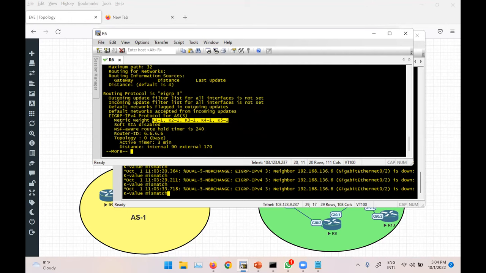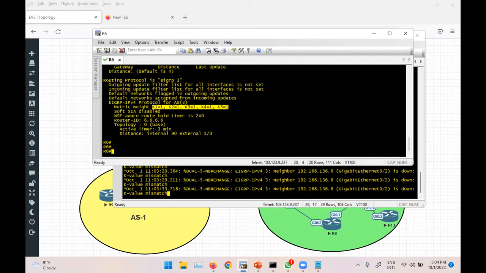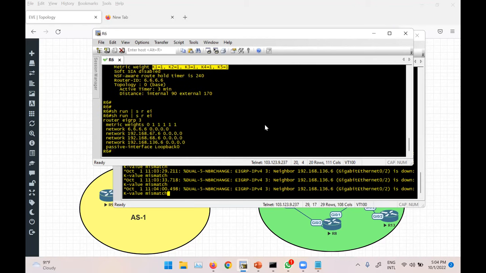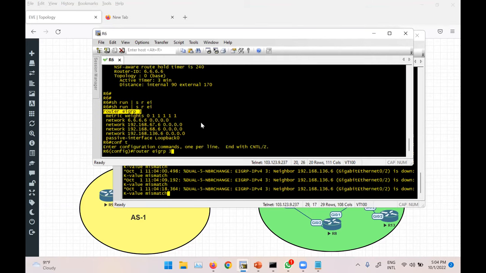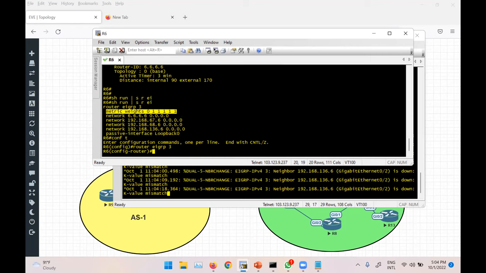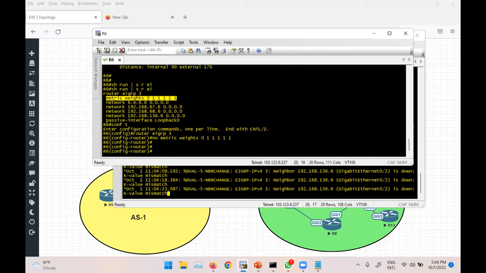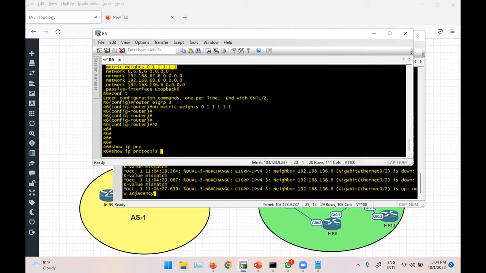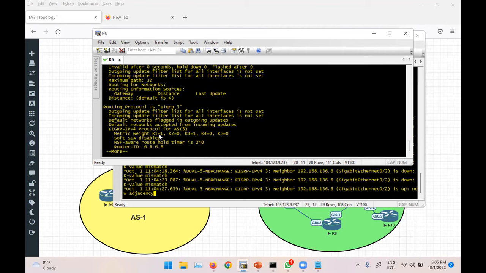So what we can do, we can remove the K value from here. So what is the configuration here? Show run section router EIGRP. So here, if you see the EIGRP configuration, you will find the EIGRP metric weights configuration here. So we have to just remove this one. Okay, router EIGRP 3 and no metric weights. If you now see the EIGRP metrics, show IP protocols, see now the K values are the same as R13.